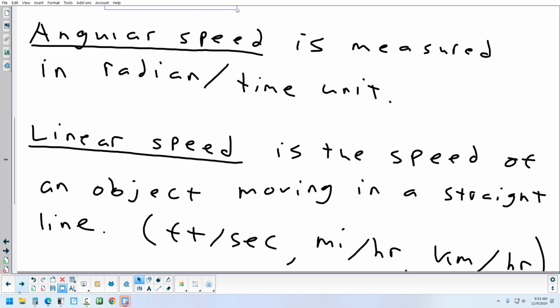Now, if you compare that to linear speed, the only difference in linear speed is how you are measuring the distance. In linear speed, you're not measuring distance as an amount of a revolution. You're measuring distance using feet, inches, miles, centimeters, kilometers, something like that. So angular speed and linear speed, very similar idea. The only difference is how you are measuring distance. Are you measuring it in a straight line, or as something revolving? And you can convert between the two, and that's what we're going to do.